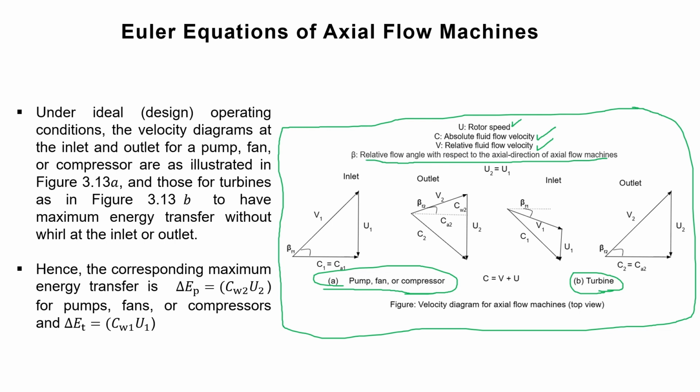I'm talking about a pump here. For a pump, fan, or compressor, sometimes you assume swirl free at the inlet. What does it mean? You are not taking into consideration the tangential component of the flow velocity at the inlet. So assuming swirl free at the inlet means there is no swirl at the inlet, and this means C sub U1, if you are talking about a pump, equals 0, because this is the tangential component of the absolute flow velocity at the inlet.